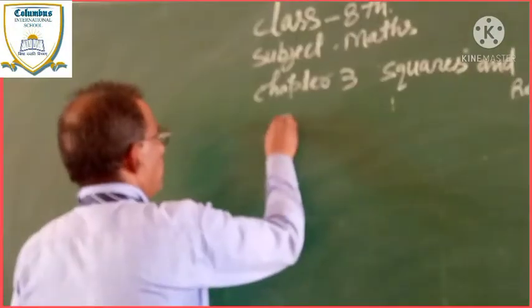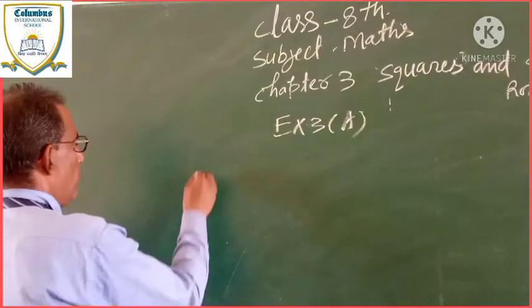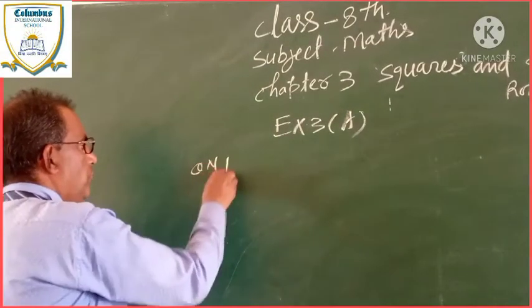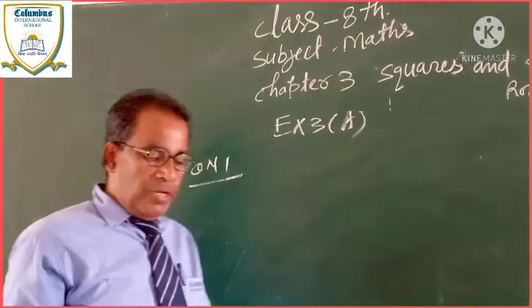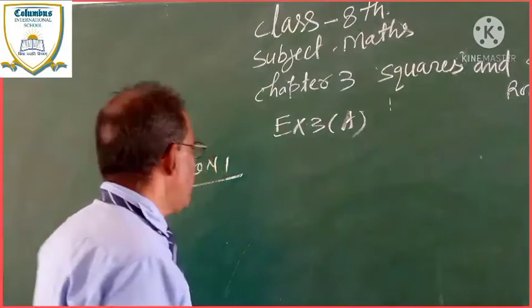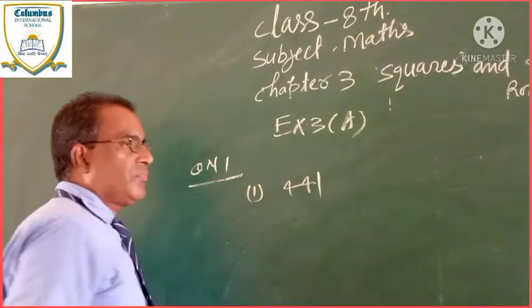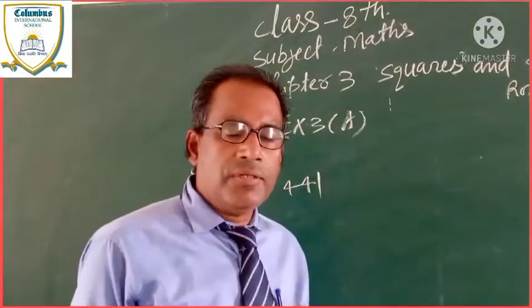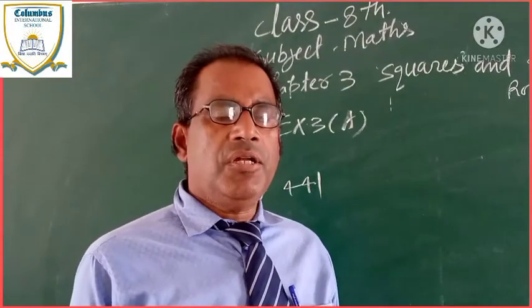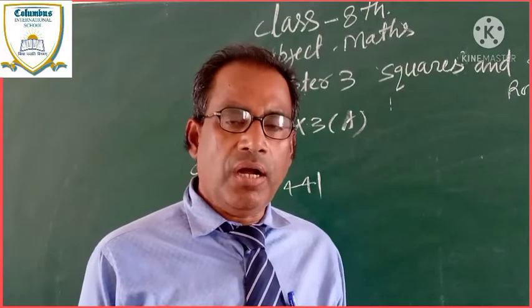Exercise 3A. Question number 1. Using the prime factorization method, find which of the following numbers are perfect squares. For example, 441. First of all, in the prime factorization method, you will divide that number by 2 or 3 or 5 or 7.